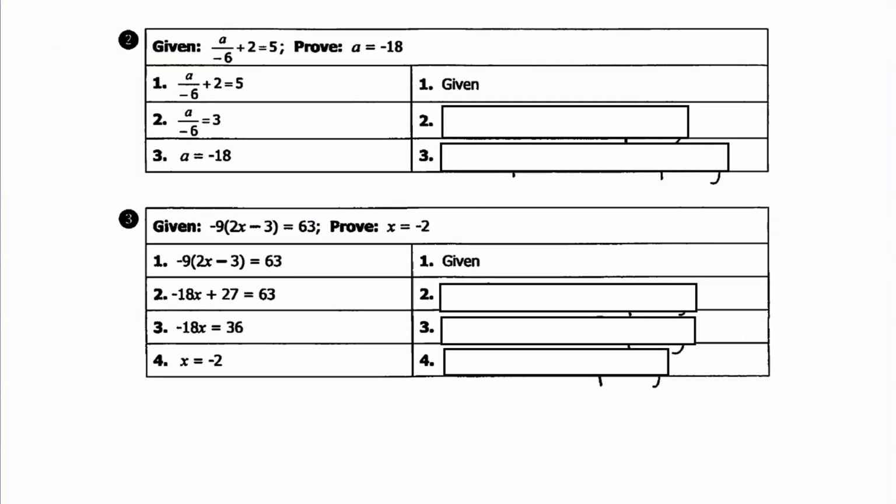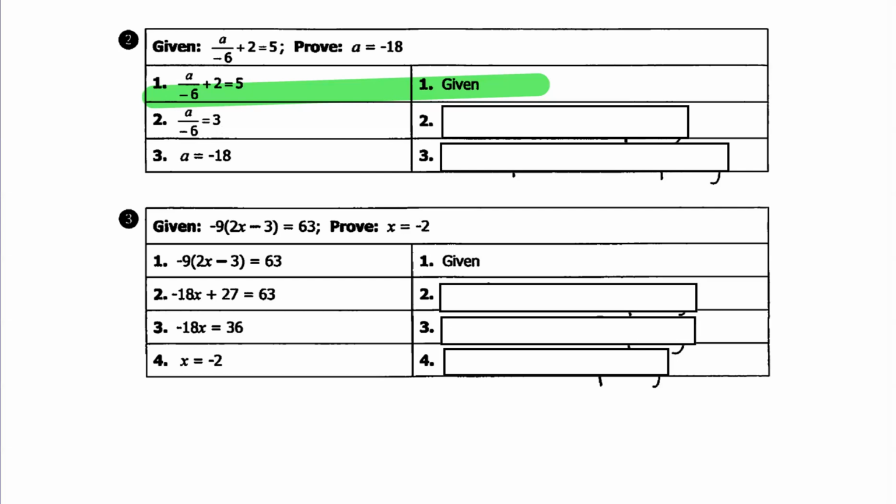Right, so number 2. A over negative 6 plus 2 equals 5. That's our given. Notice that our given is clearly written here. We need to prove that A equals negative 18. Now, in all honesty, these statements, which are on the left side, are being provided for you. They will not always be provided. You're going to have to do them yourself at some point.